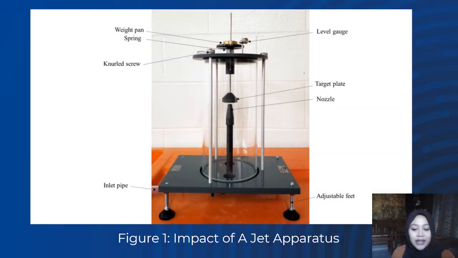This is the impact of a jet apparatus. The water will go through the inlet pipe and the nozzle, and then to the target plate, where we will change the deflector angle later on. Then there is the spring right under the weight pan, and beside it is the level gauge, which will show the initial datum line of the weight pan.